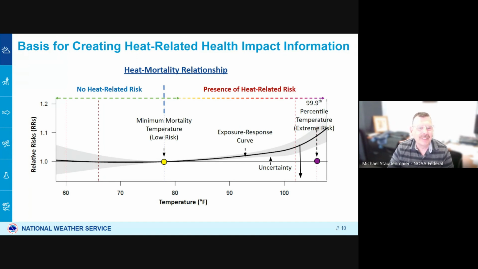The yellow dot represents the minimum mortality temperature, which is the temperature at which the effect of cold is not observed and the effect of heat starts to increase. And the gray area represents model uncertainty.